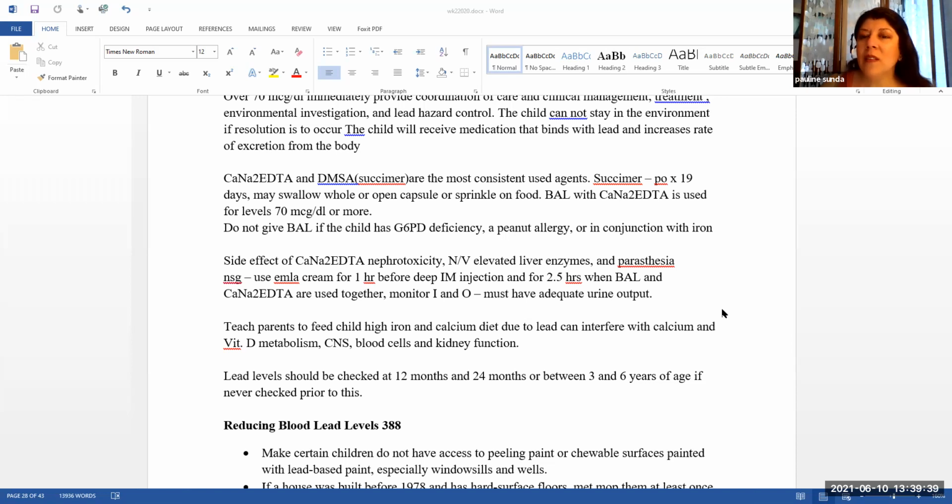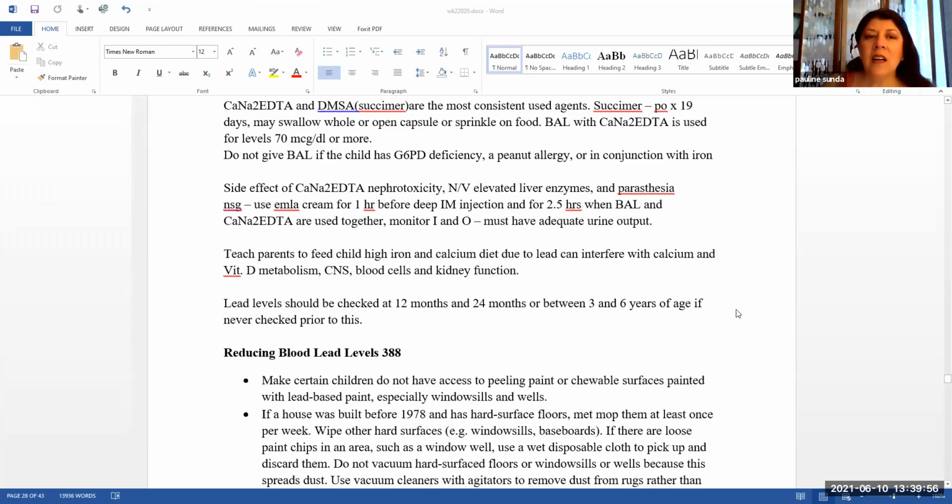BAL may be given with the calcium disodium edetate for levels of 70 micrograms per deciliter or more. You don't want to give BAL if the child has G6PD deficiency, a peanut allergy, or in conjunction with iron. Some side effects of the calcium disodium edetate are nephrotoxicity, nausea, vomiting, elevated liver enzymes, paresthesia.